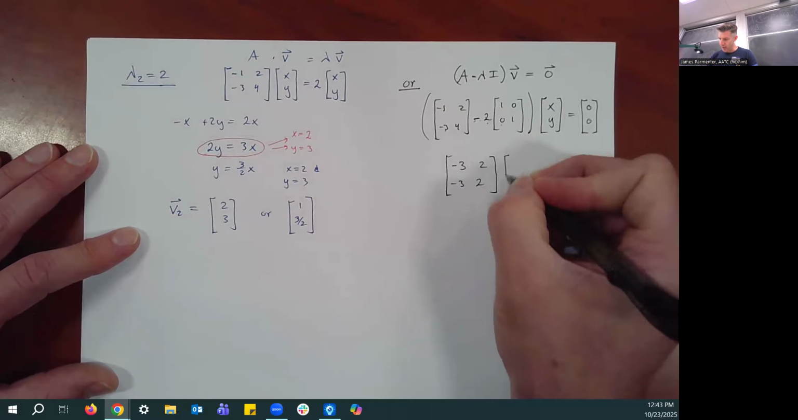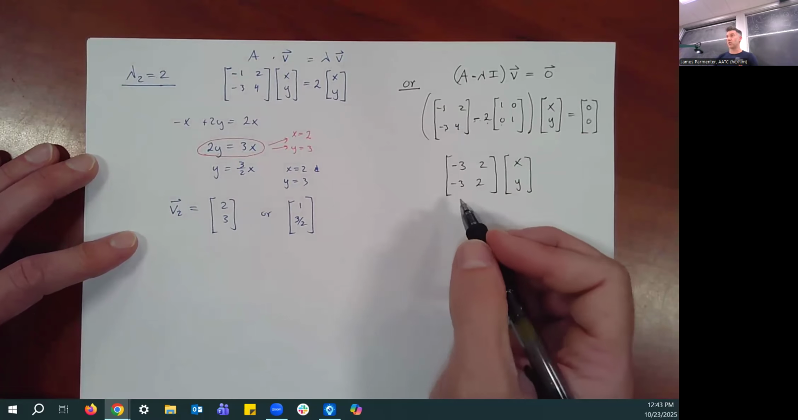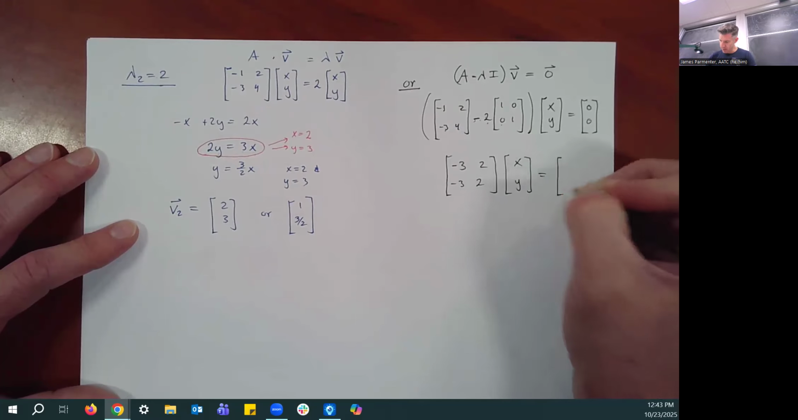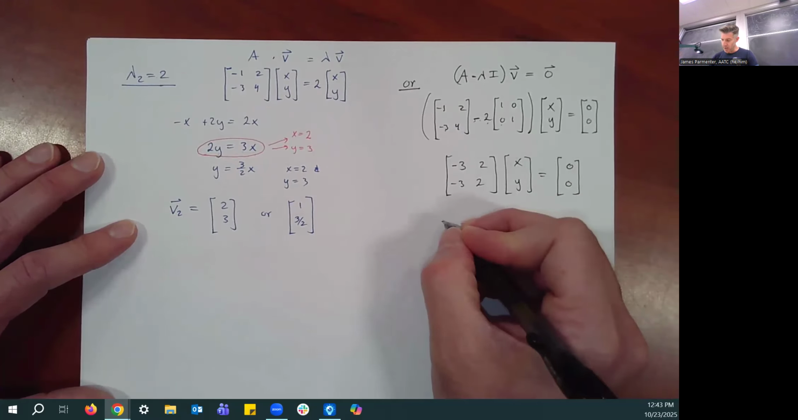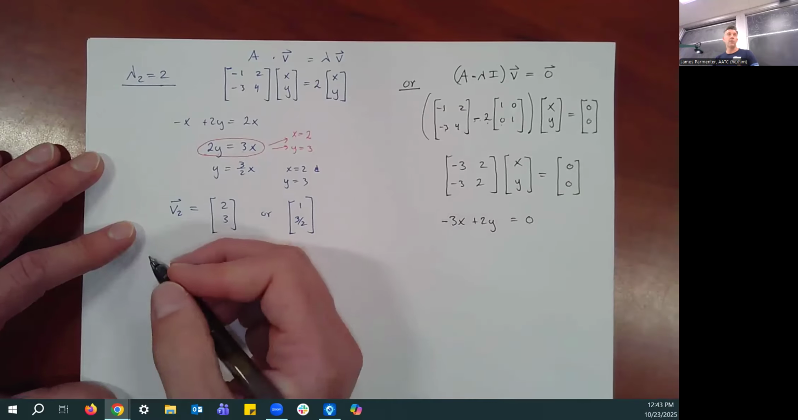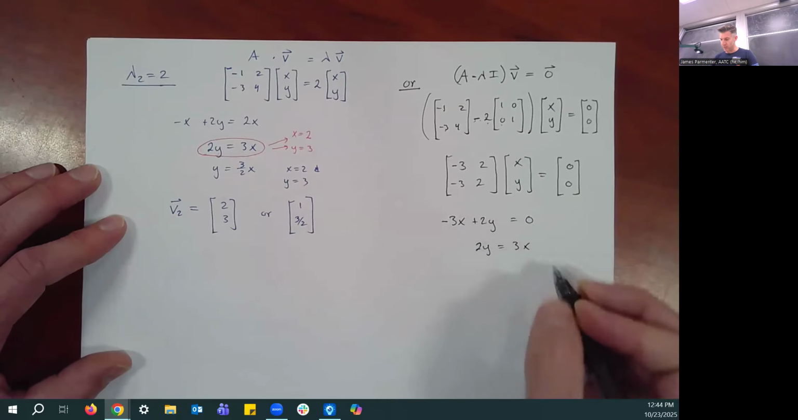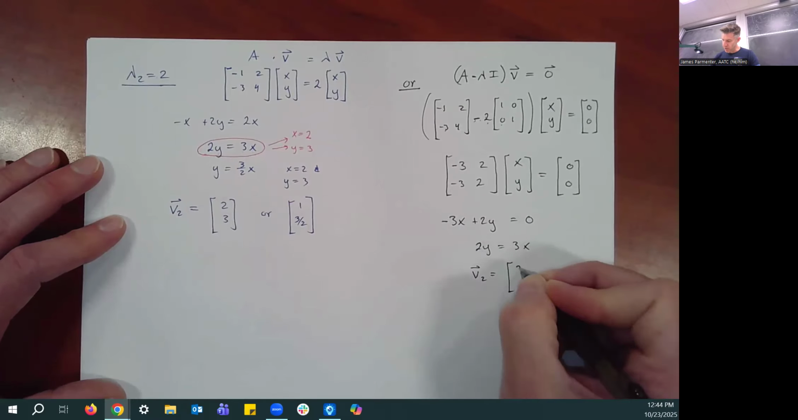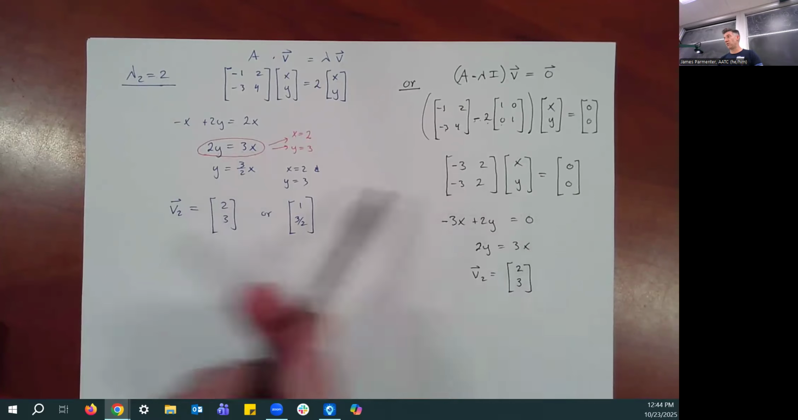And what almost always happens when you do it this way is both rows of the matrix look exactly the same or are multiples of each other. And in either case, you're going to get the same equation here. My equation is going to be -3 times x plus 2 times y equal to 0, which is the same equation that we got over here. We're still getting 2y equal to 3x, which means we're still getting the eigenvector of x equal to 2 and y equal to 3. So either one of these ways is totally fine to do it.